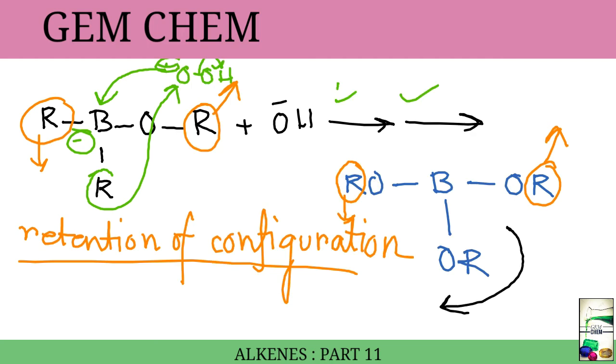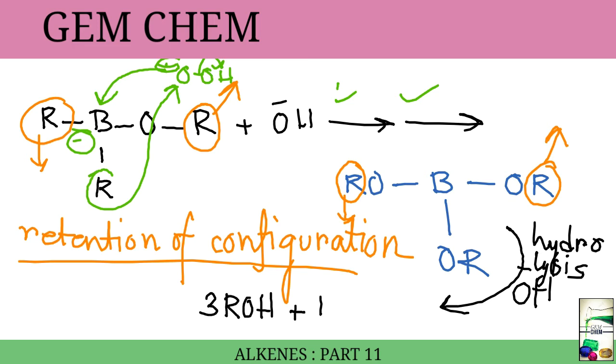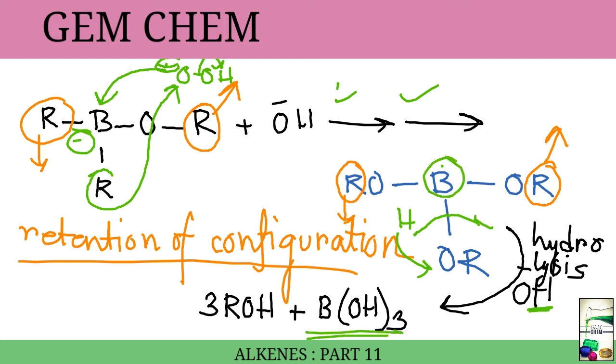Next, we do hydrolysis by OH minus. In hydrolysis we get 3 ROH plus B(OH) whole 3. From this part it gets cleaved and this hydrogen comes here to form ROH, and the other OHs form bonds with the boron to form this product. So ultimately we get an alcohol and B(OH)3.